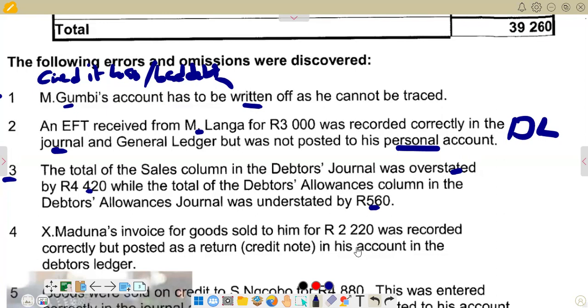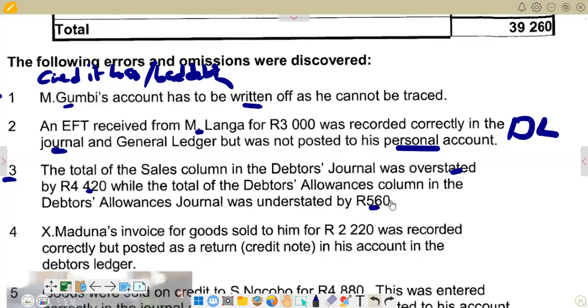So what does it mean? Remember, whenever we have a debtors allowance, it is going to reduce the amount that the debtor is going to pay. So it means this one was supposed to reduce the amount that that debtor is supposed to pay. And how we are going to adjust it, it means it's going to the opposite side. In the debtors control, we go to the credit side to enter it so that it reduces the balance that is on the debit side.